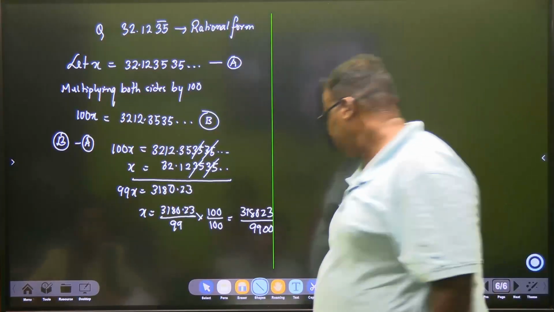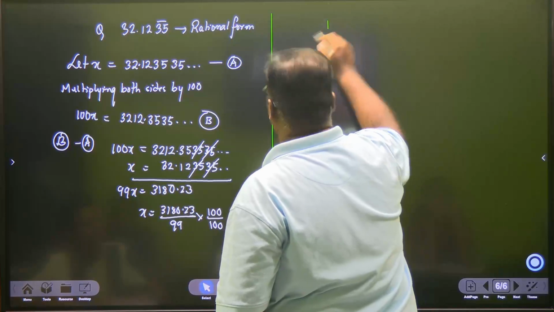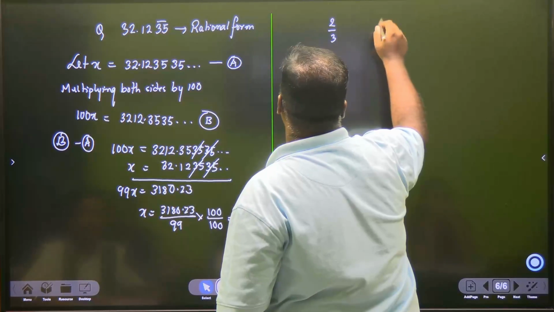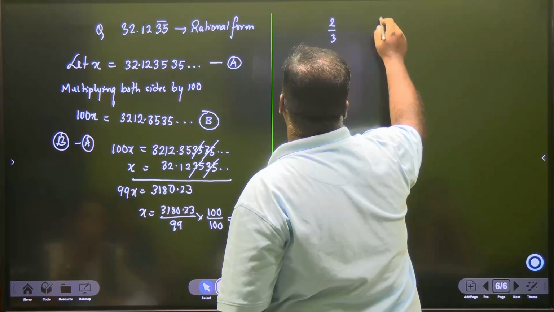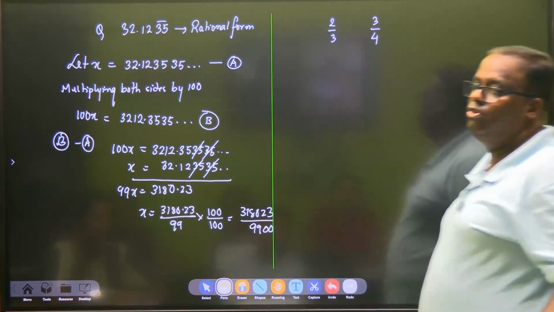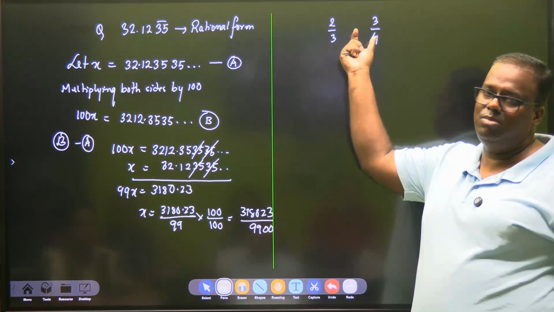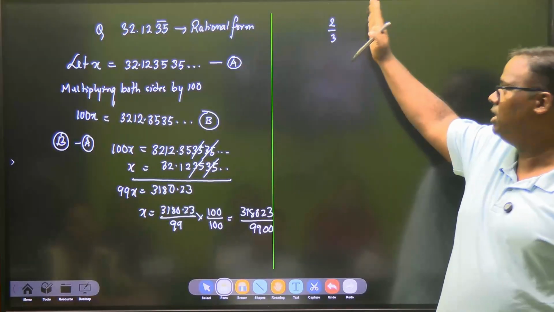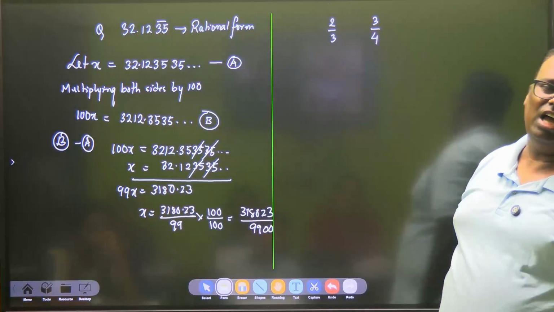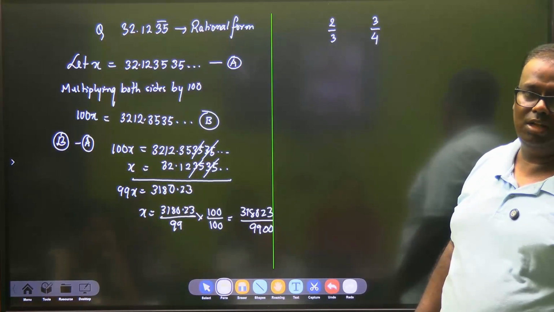Suppose I have a rational number 2 upon 3, and another rational number 3 upon 4, and I ask you to find 3 rational numbers between them. One way is to add them and multiply by half, which always gives the midpoint. Again add these two, again half, and so on. Another way is to always take the LCM and make them like fractions.